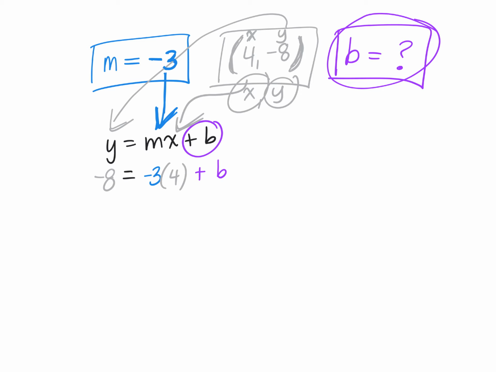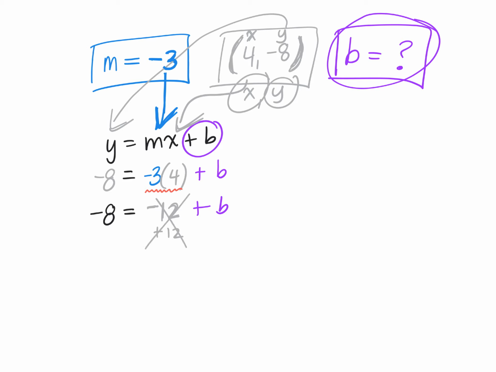Okay, so simplify. So the y is negative 8. So we keep the negative 8 there. Yeah, negative 8. And then we're going to do negative 3 times 4. What is that? Negative 12 plus b. We're trying to get b by itself, but I have a negative 12 on the same side of the equation with the b. What's the opposite of minus 12? Positive 12. So if I add the 12, I'm getting rid of it, right?